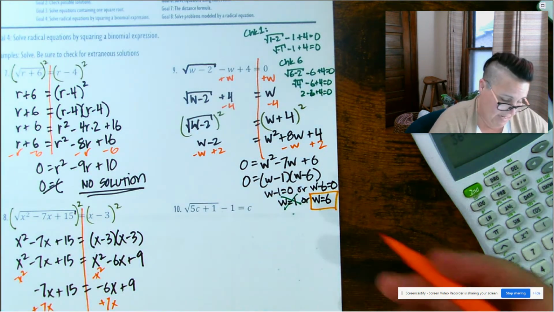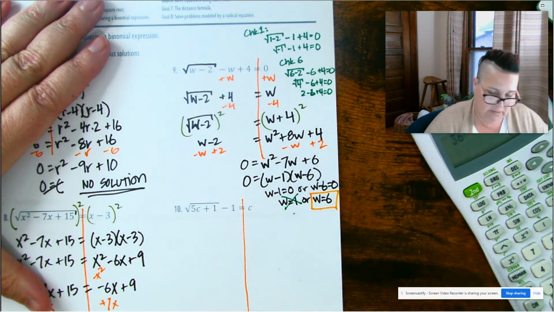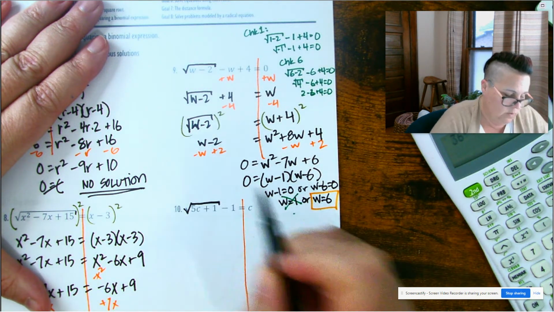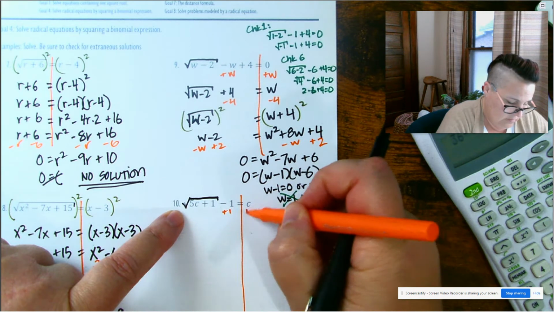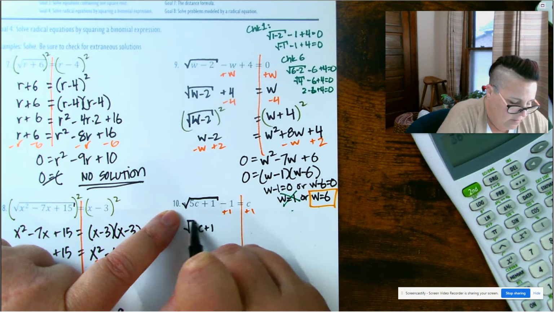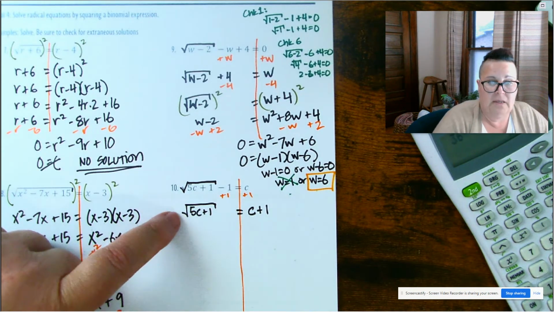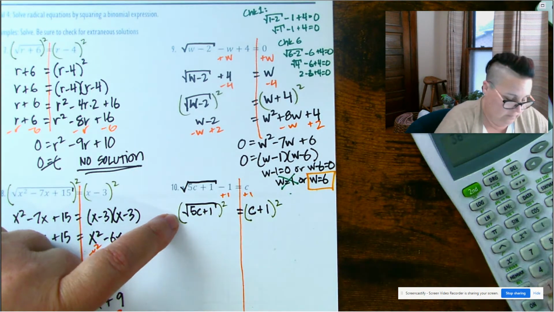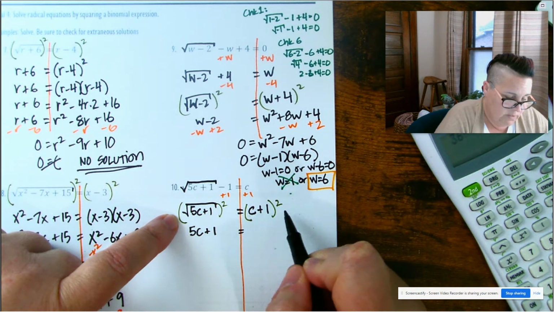Okay. Problem number 10 is the square root of 5c plus 1, minus 1, is equal to c. All right. Let's see how close this one is. I want to isolate that square root, so I'm going to add 1 to both sides. And I have the square root of 5c plus 1, all of that underneath the square root, is equal to c plus 1. Now I can square both sides. 5c plus 1 is equal to c plus 1 squared.